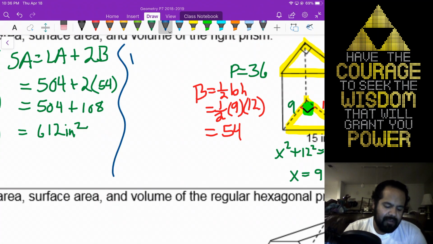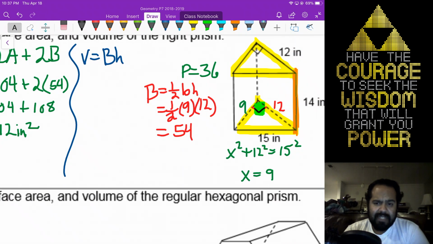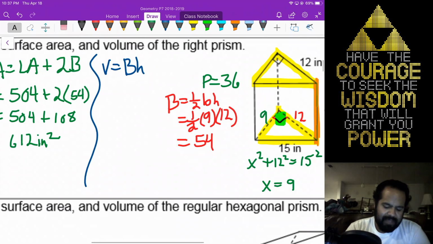All right, so volume for a prism, base area times height. I also noticed that a lot of people were struggling with knowing whether to use a prism formula versus a pyramid. What you got to remember is that a prism has two bases. A pyramid has only one. In this case, yes, I do have two triangles. Those are my bases. There's not like a vertex. There's not a point where they're all meeting up at. So base area times the height.